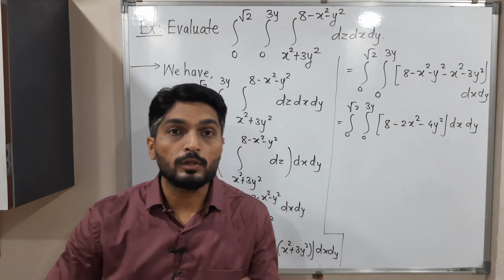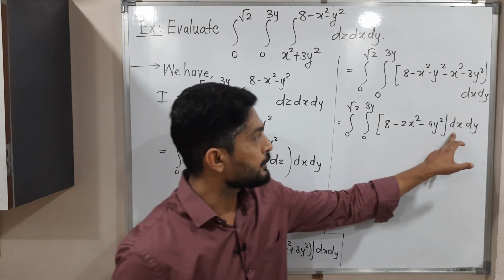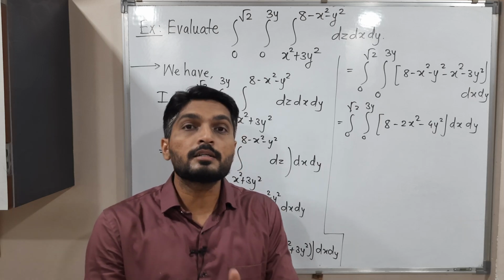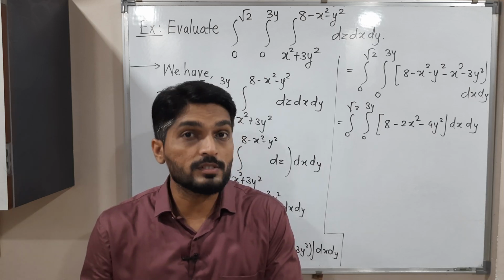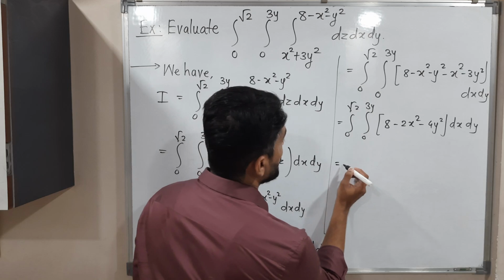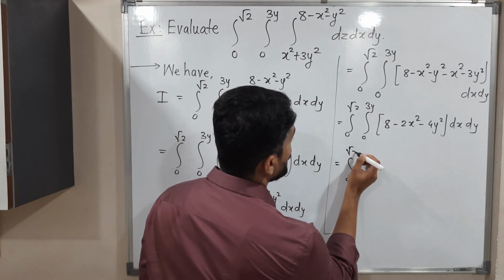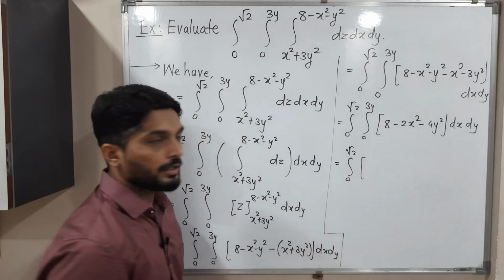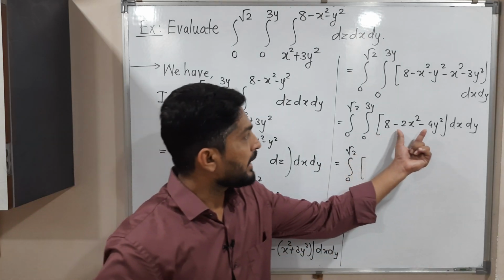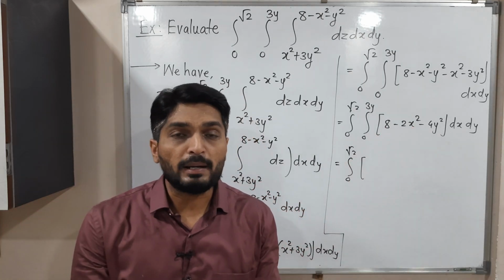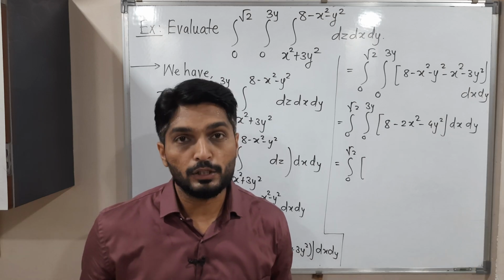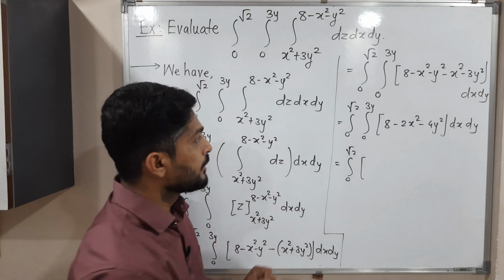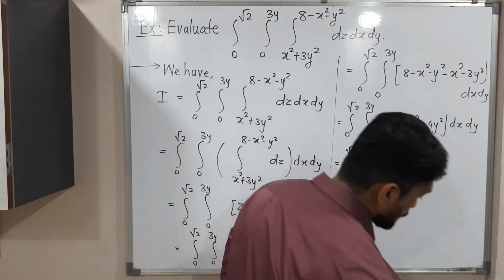Now it's time to solve the middle integration, with respect to x. When you integrate with respect to x, we consider all remaining variables as constant. So this is equal to the integral from 0 to root 2. Fortunately, we have a minus sign between the terms. When you have plus or minus, we take the separate integration. If there is any constant, we take it outside. So I am taking the separate integration.